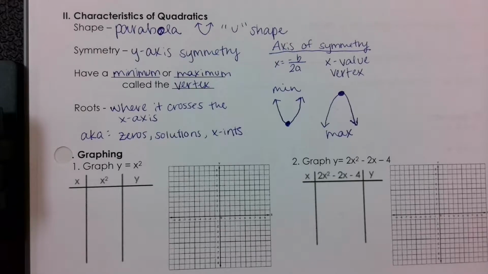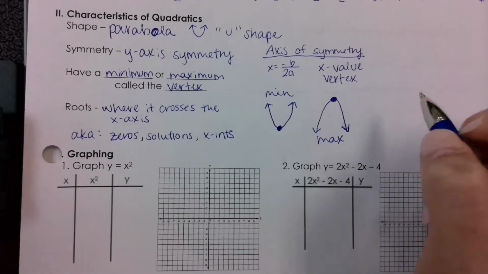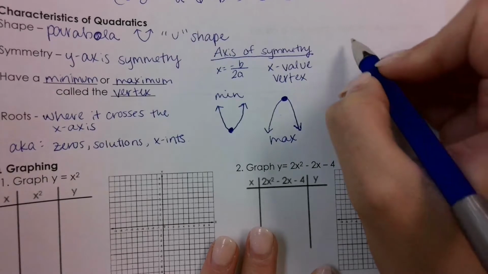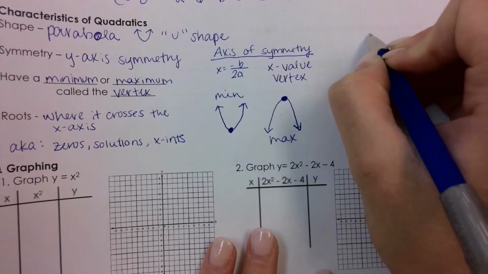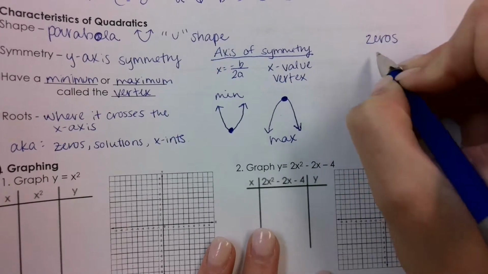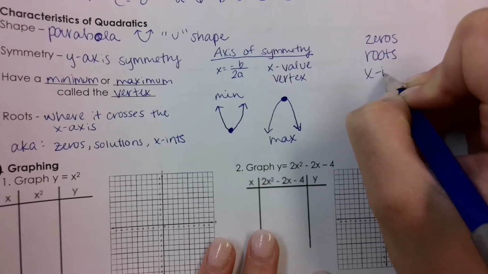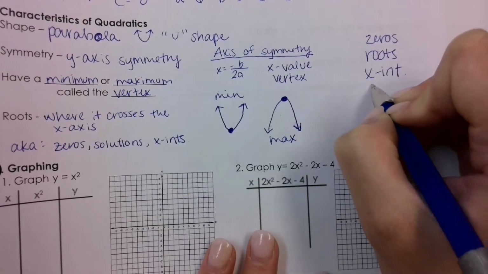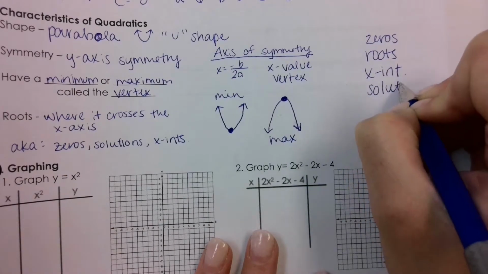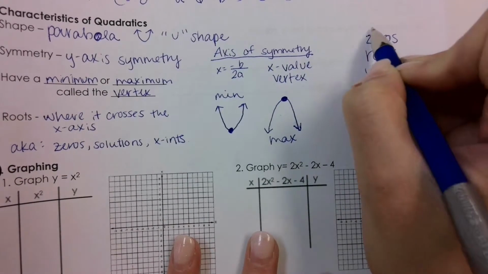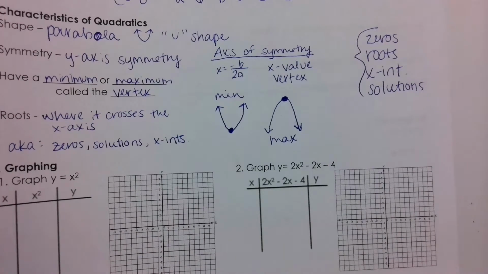So let's write one more thing. Off to the side, this is what they're going to ask you for the most. They're going to ask you to find zeros. They're going to ask you to find roots. They're going to ask you to find your x-intercepts. They're going to ask you to find solutions. All of those things are the same. And we found those yesterday. How did you find those? What were you doing?